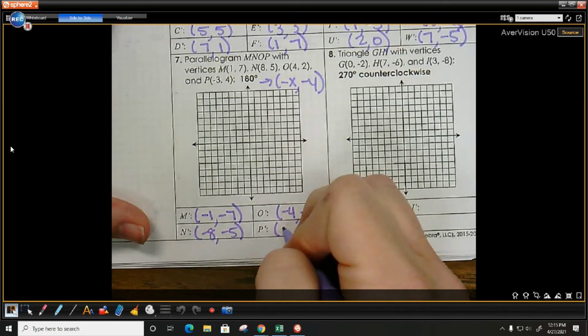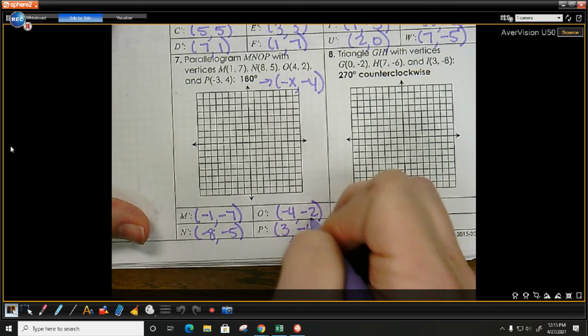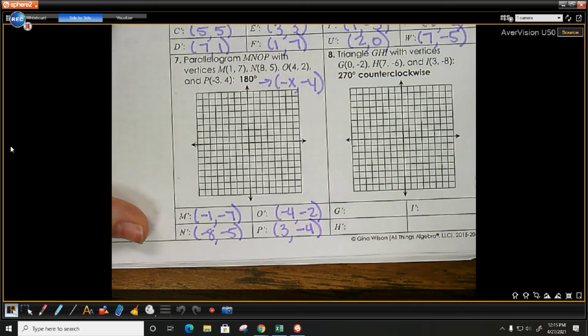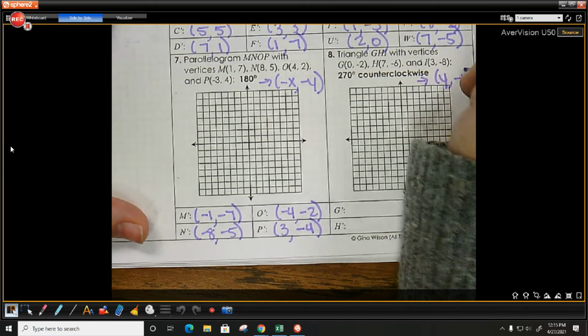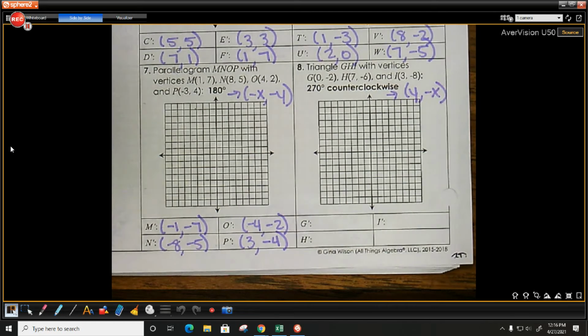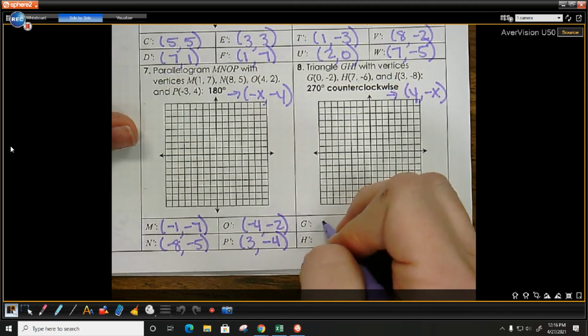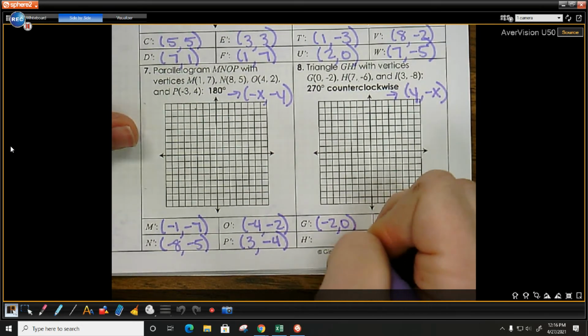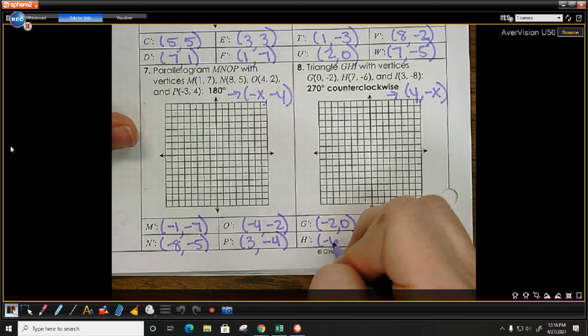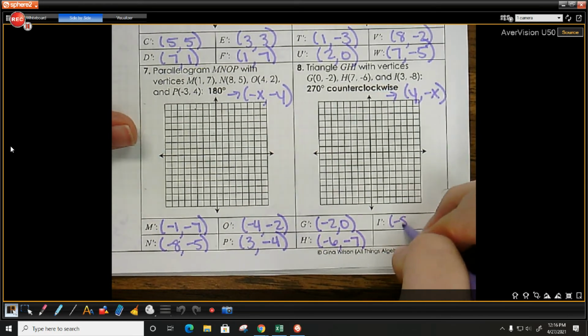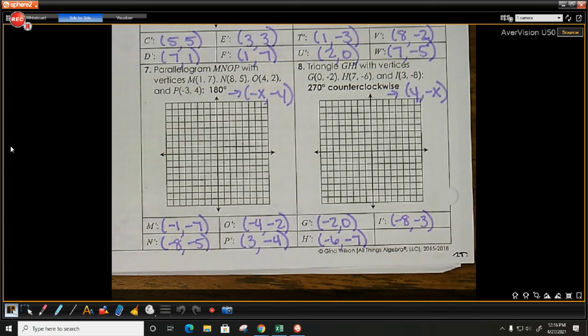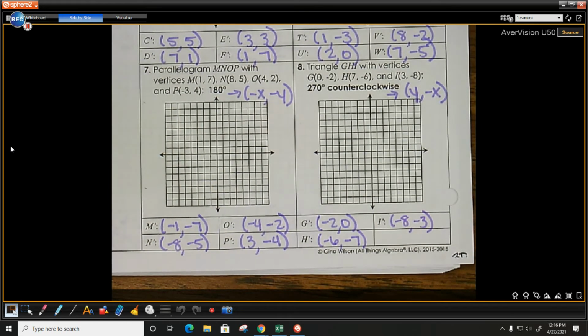There we go. 270 is y, negative x. So G prime, H prime, I prime. Good? Guys, can we jump to the clockwise ones? Are we okay with all the counterclockwise ones? We're good with using the rules? Okay, let's jump to the last two.